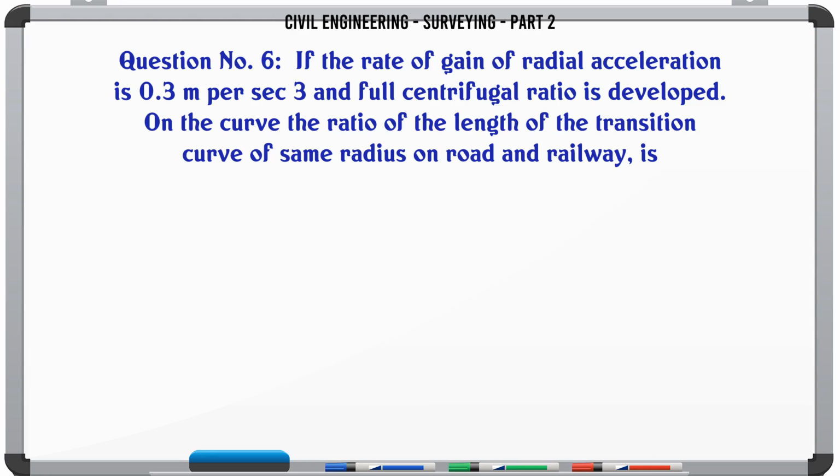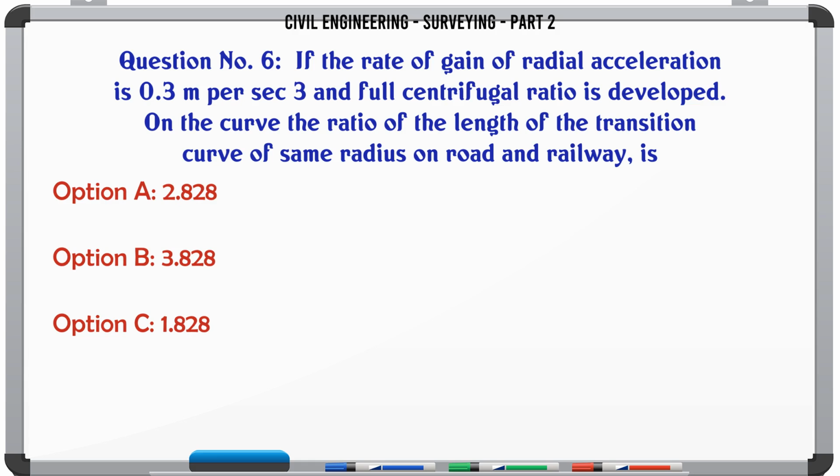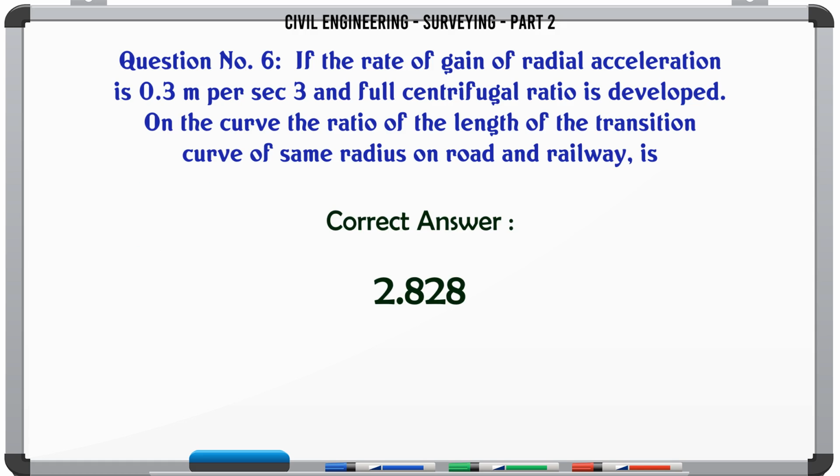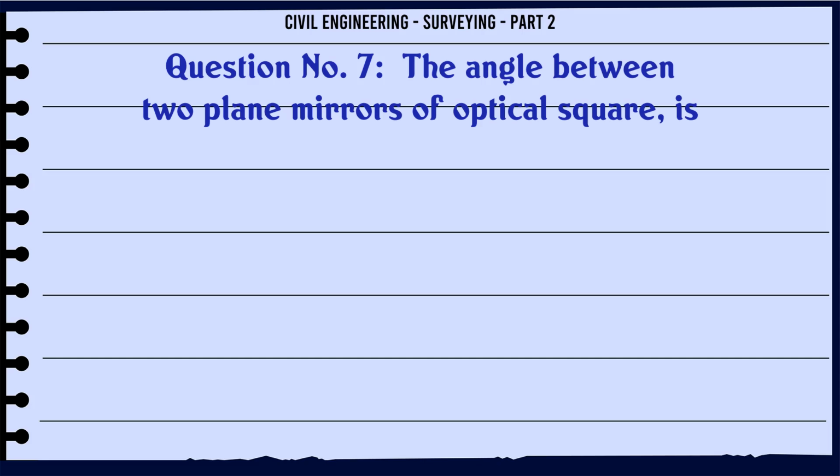If the rate of gain of radial acceleration is 0.3 m per sec³ and full centrifugal ratio is developed on the curve, the ratio of the length of the transition curve of same radius on road and railway is A. 2.828, B. 3.828, C. 1.828, D. 0.828. The correct answer is 2.828.